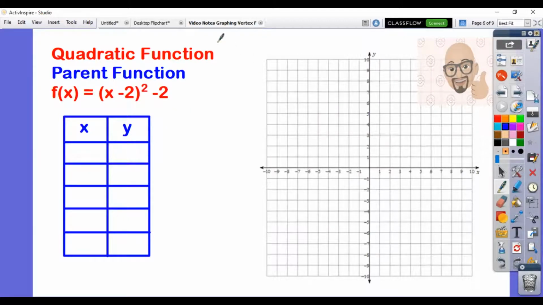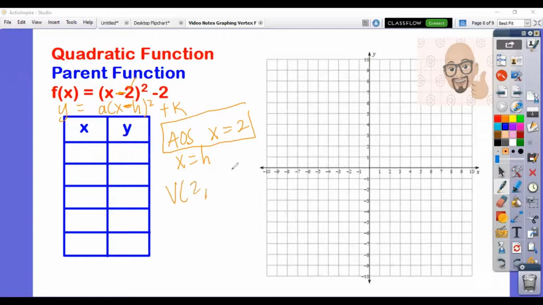Let's do one more. All right, let's try this one here: (x − 2)² − 2. Again, we know that y = a(x − h)² + k. What is our axis of symmetry? Remember, x = h. H here is equal to 2, not negative 2, because that negative is part of the formula. So the axis of symmetry is x = 2. Now, if x = 2, the vertex will have a 2, comma, something. What is the invisible number here? That's your k. Remember, vertex is (h, k). K is the number outside, which is negative 2 here.